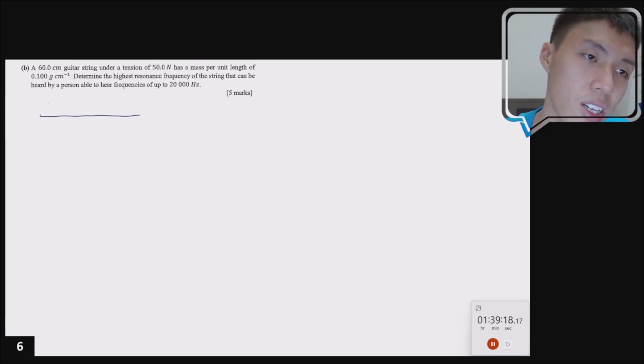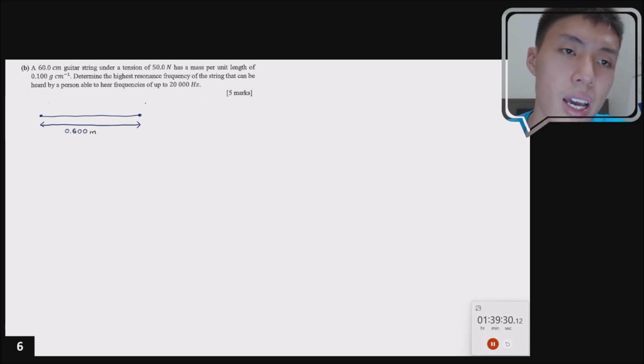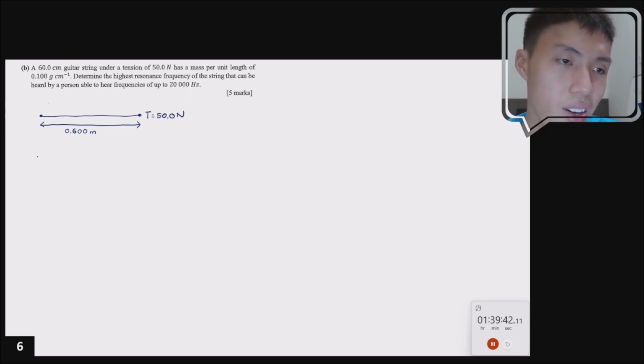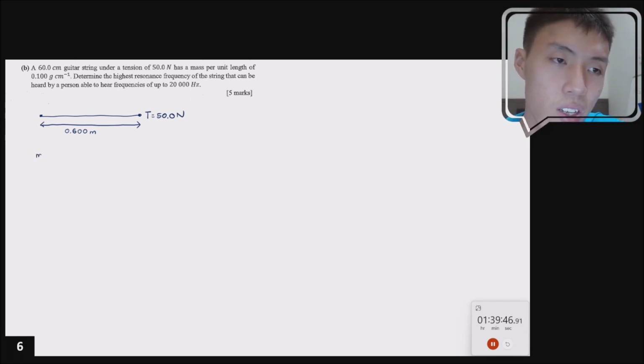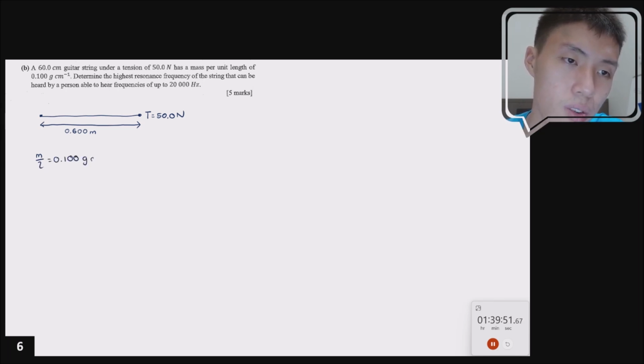This is your guitar string. It's fixed on two ends most probably. This is 60 cm, 0.600 meter. Let's convert it to SI. Then tension here is 50 Newton. This is SI unit already, no problem. Mass per unit length is 0.1 gram per cm. This one you have to convert. Every time you see things not in SI unit, it's better to just convert it. So mass per unit length here is 0.100 gram per cm.